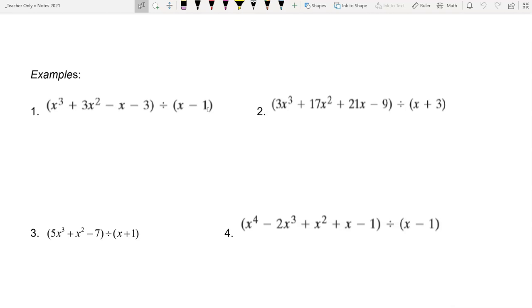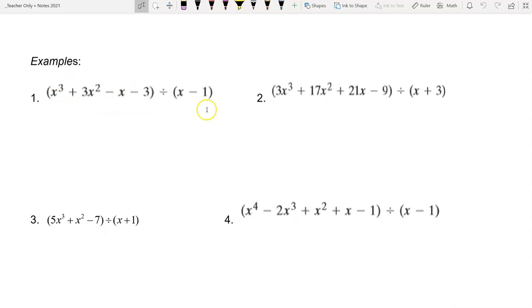So how synthetic works is we're taking this polynomial and we are dividing by this binomial, which is just x minus 1. You see how it's x minus 1? We set up this little thing, but we use the opposite sign of that factor. So I'm going to use a positive 1 for that. It's always going to be the positive or the opposite. So this would be a positive 1, this would be a -3, -1, positive 1 type of thing.